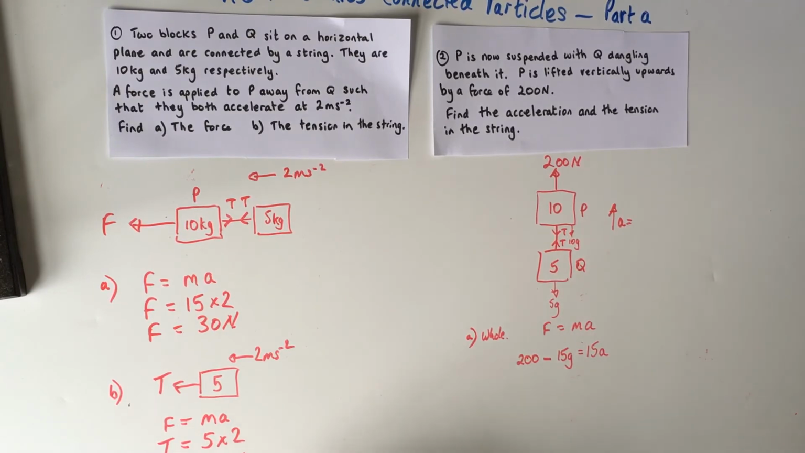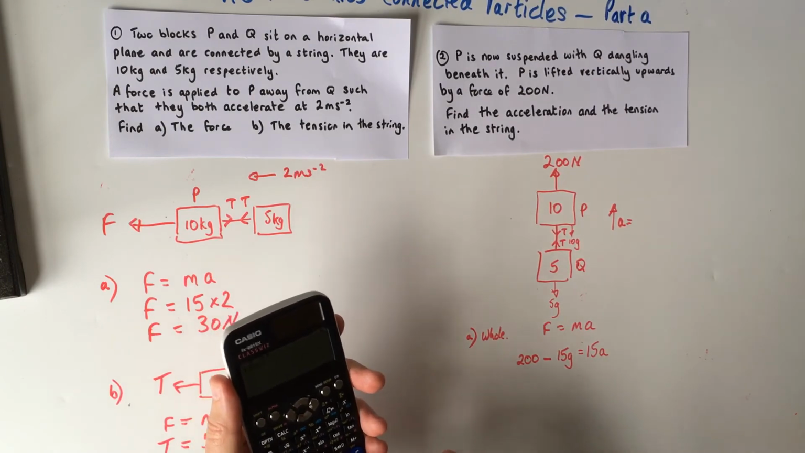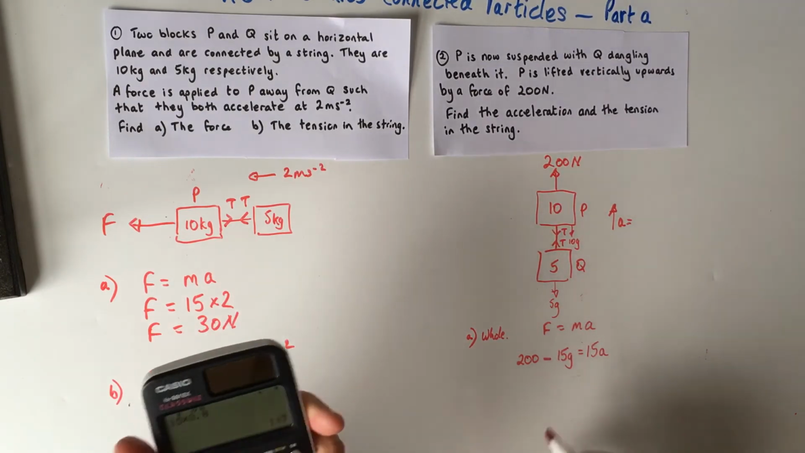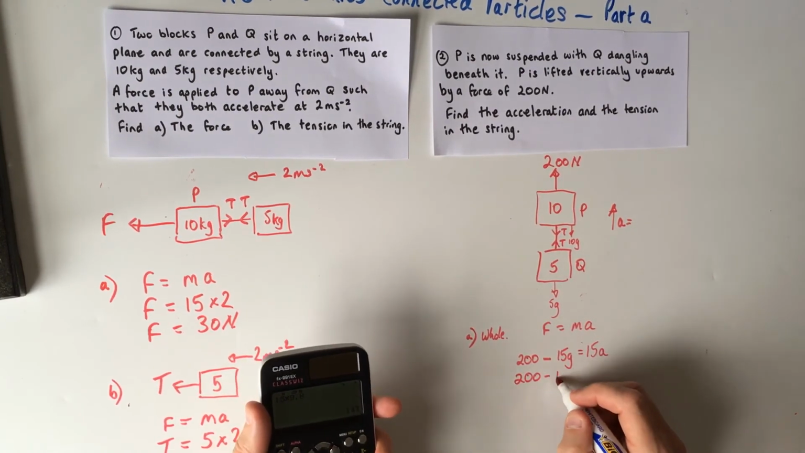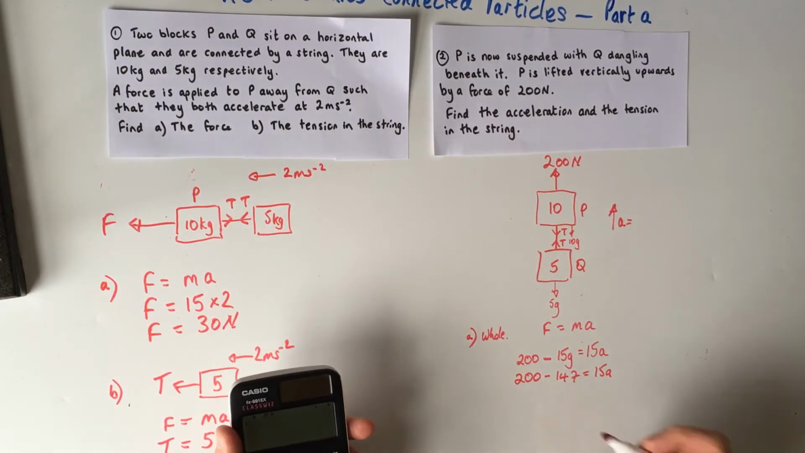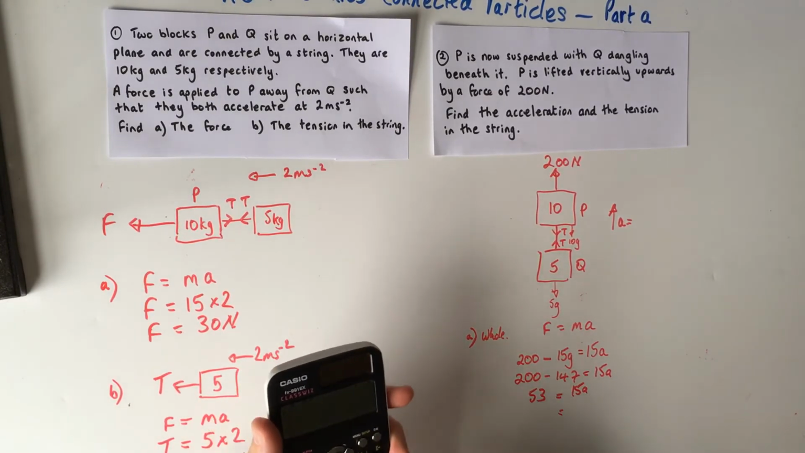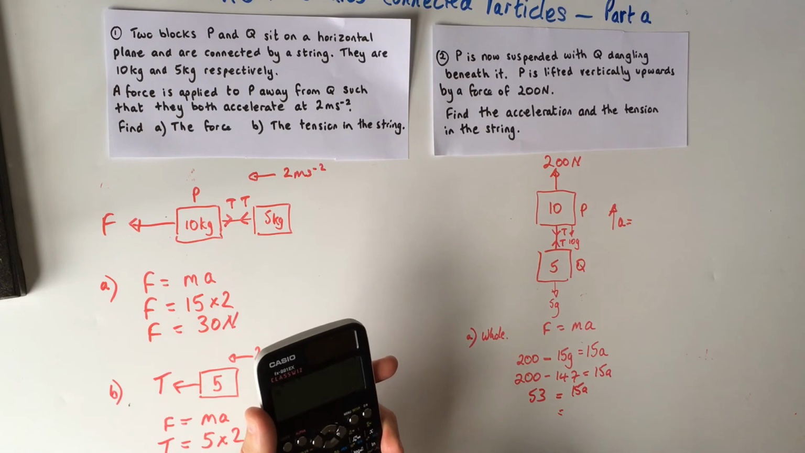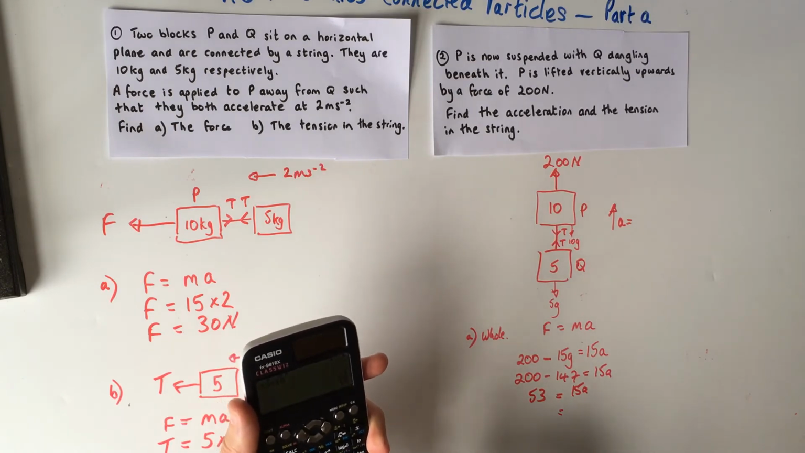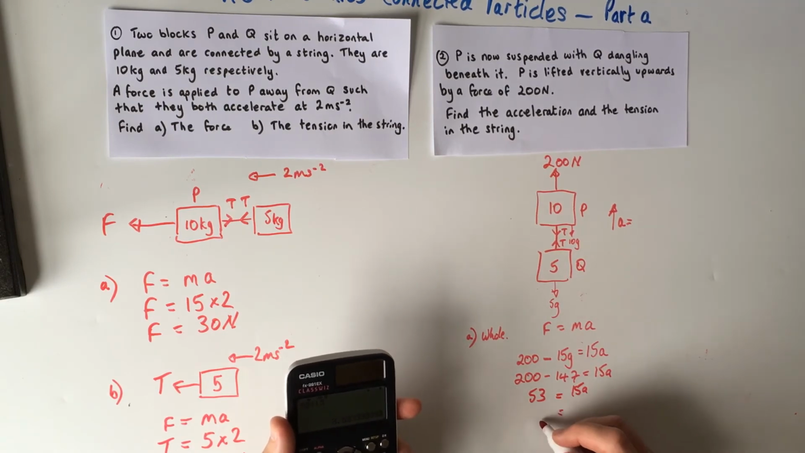Okay, so let's just work that out. Get my calculator. 15g is 15 times 9.8. I could do it all in one go. So 200 minus 147 is equal to 15a. So 200 take away 147 is 53, is equal to 15a, and then divide both sides by 15, so 53 divided by 15 gives me 3.53. So the acceleration is 3.53.